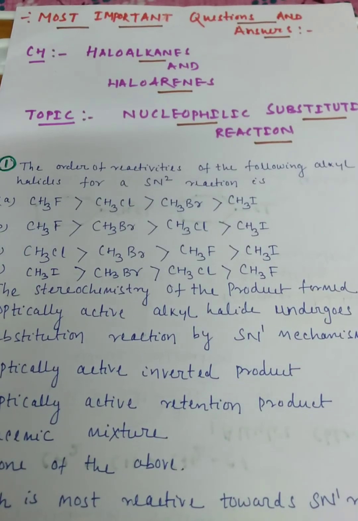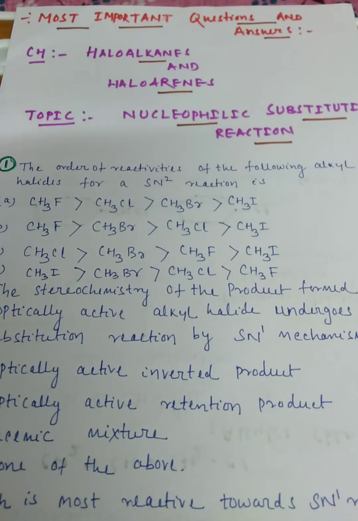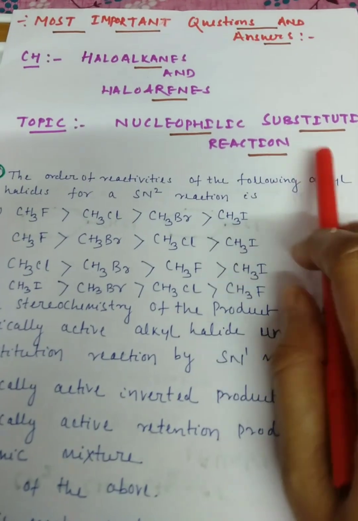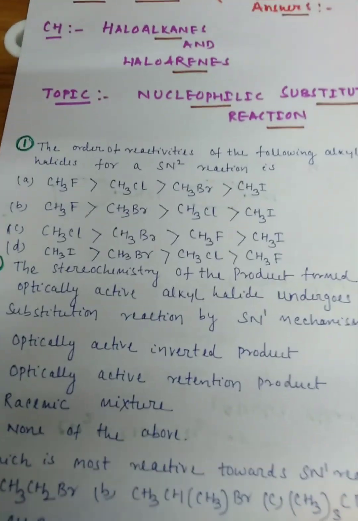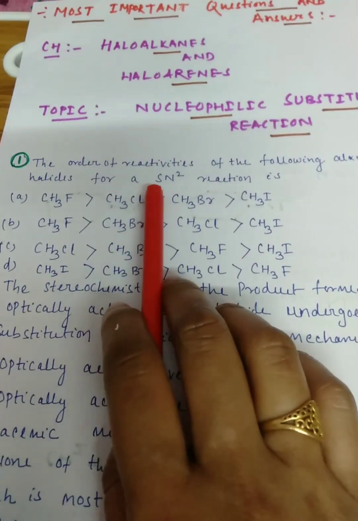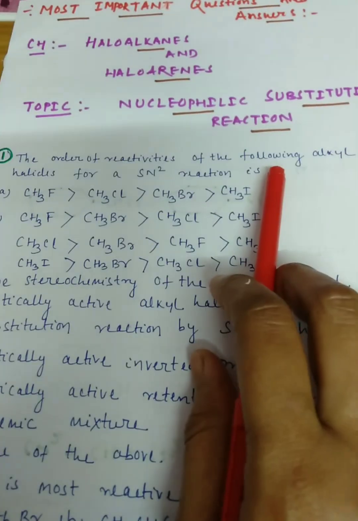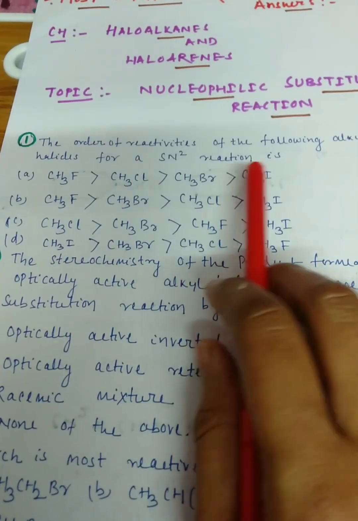Hello students. Today we will discuss some important questions in the chapter haloalkanes and haloarenes, and the topic is nucleophilic substitution reaction. Now the first question is: the order of reactivities of the following alkyl halides for an SN2 reaction.